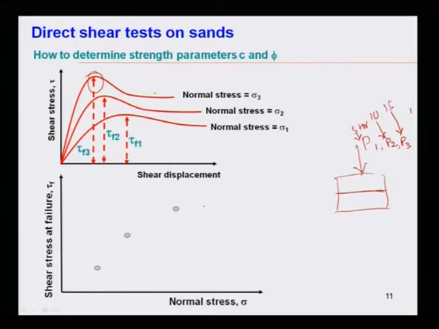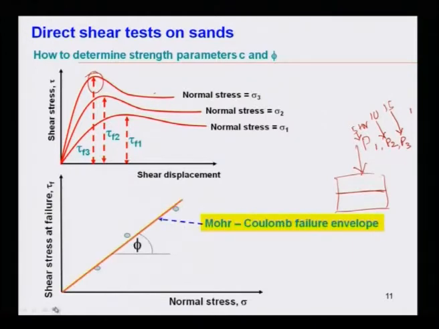Now, the next step is to draw a smooth line, as far as possible a line that covers all the 3 points. This is nothing but your Mohr-Coulomb failure envelope. If it passes through the origin, then you will get phi. If it does not pass through the origin, then you will get both C as well as phi.